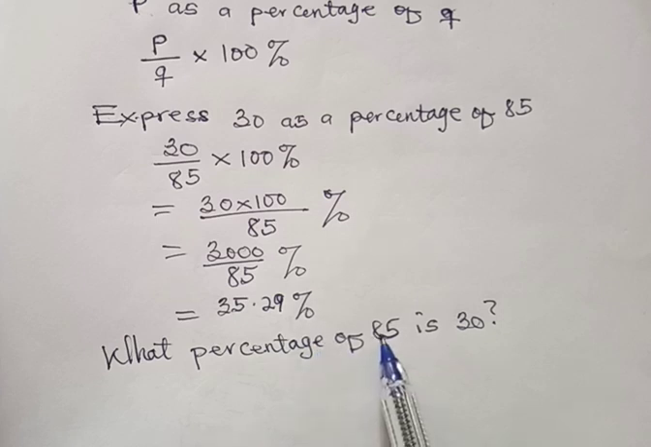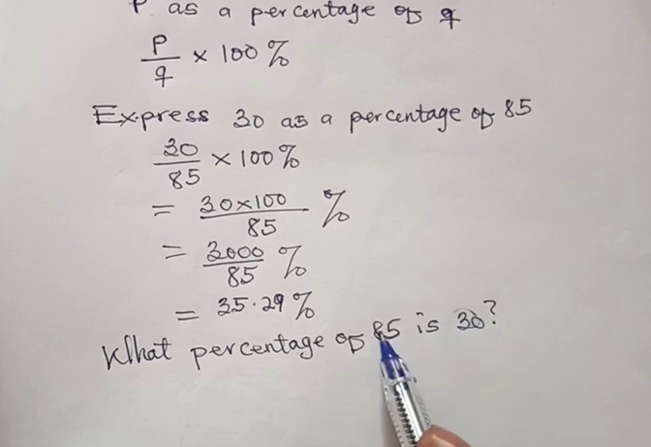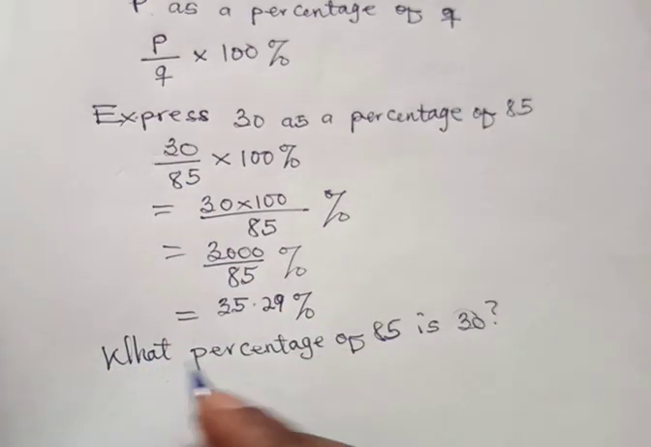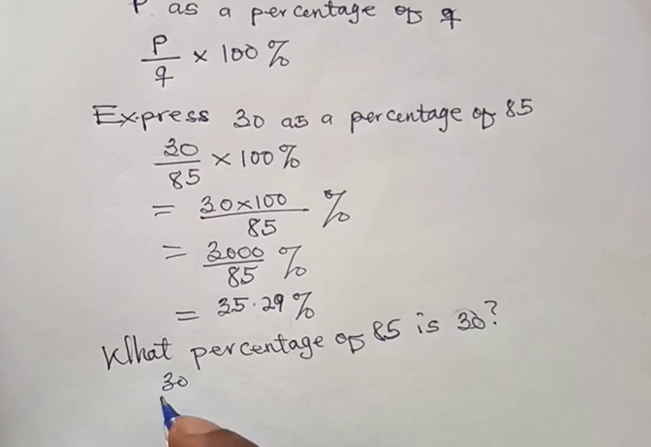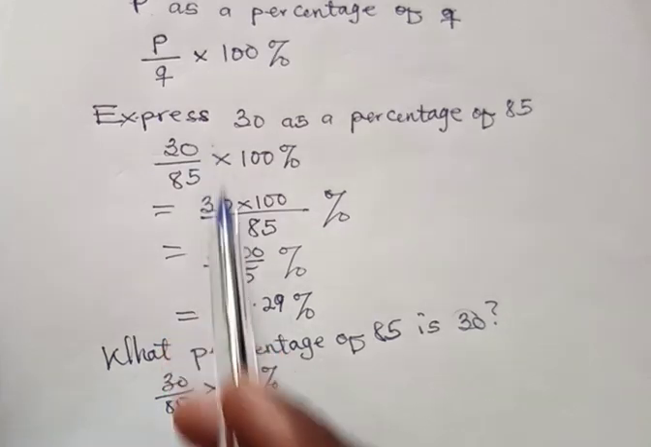All that you do is what? This is 30. You find the fraction of this 30 as what? Total of what? 85. So the same process. So it's going to be what? 30 divided by 85 times the 100%. And that is the same process we have gone through.